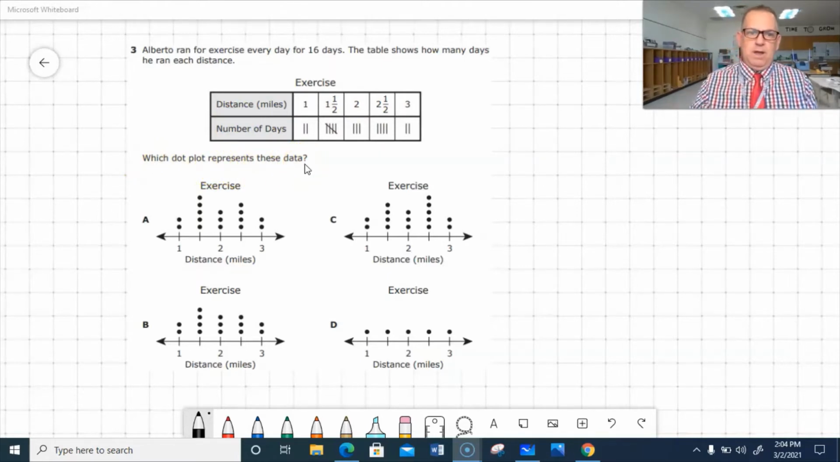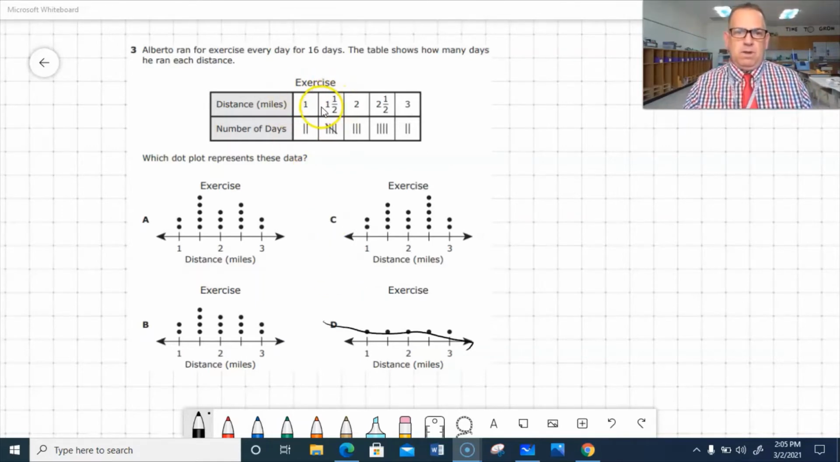Okay, so the first thing I'm going to look at will be how many times he ran a mile. Right here on our number lines, they have the distances, and there are dots to represent how many days he ran that far. For the 1 mile, he did it 2 days. There are 2 hash marks. So if we look at answer choice A, that works. Answer choice B, that works. Answer choice C, that works. Answer choice D only shows 1 dot for 1 mile, and he actually did 2. So I can eliminate answer choice D. We don't need to look at answer choice D anymore.